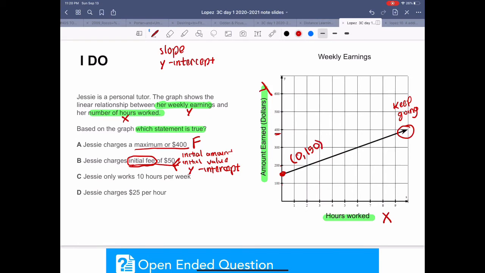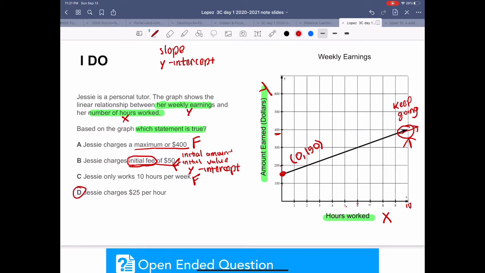Next answer. Jesse only works 10 hours per week. Alright, so let's look at the number of hours. 1, 2, 3, 4, 5, 6, 7, 8, 9. Okay, so I'm guessing this is 10. But when I go to 10 right here, what do I see again? I see an arrow. So meaning that she could work more than 10 hours, and this graph just doesn't show what's going to happen past 10 hours. So you can actually extend this line to keep on going. So that means this answer is also false, which leaves D as the only possible true answer.